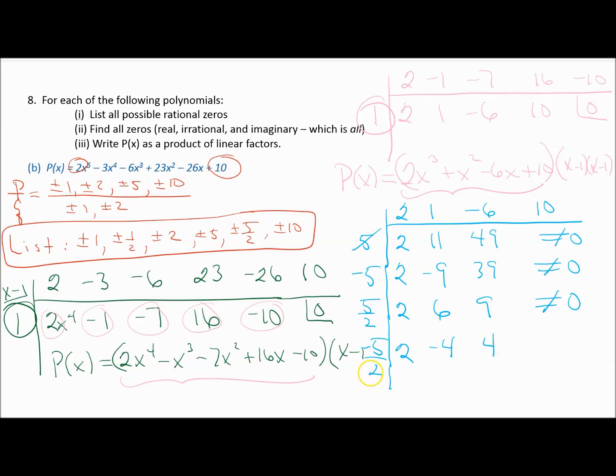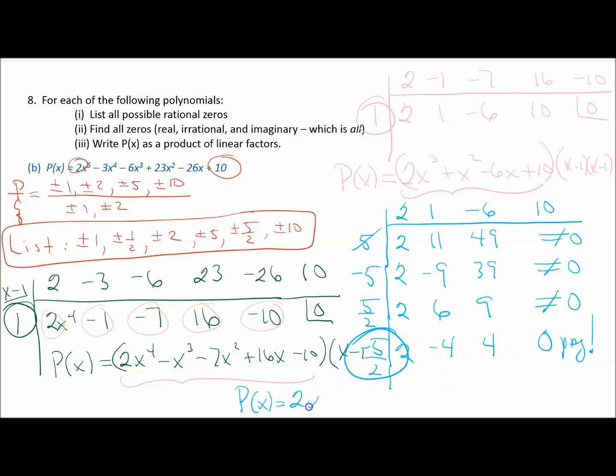2 goes into 4 2 times. 2 times negative 5 is negative 10. Negative 10 plus 10 is equal to 0. We finally found it. There it is. Okay, yay. So now we have our polynomial p of x is equal to, we're still not finished, but we have our quotient right here.